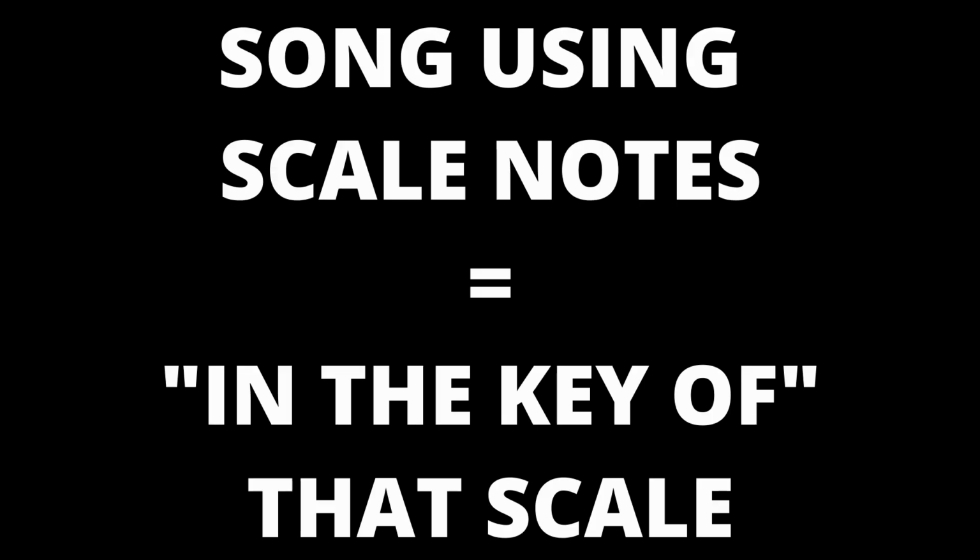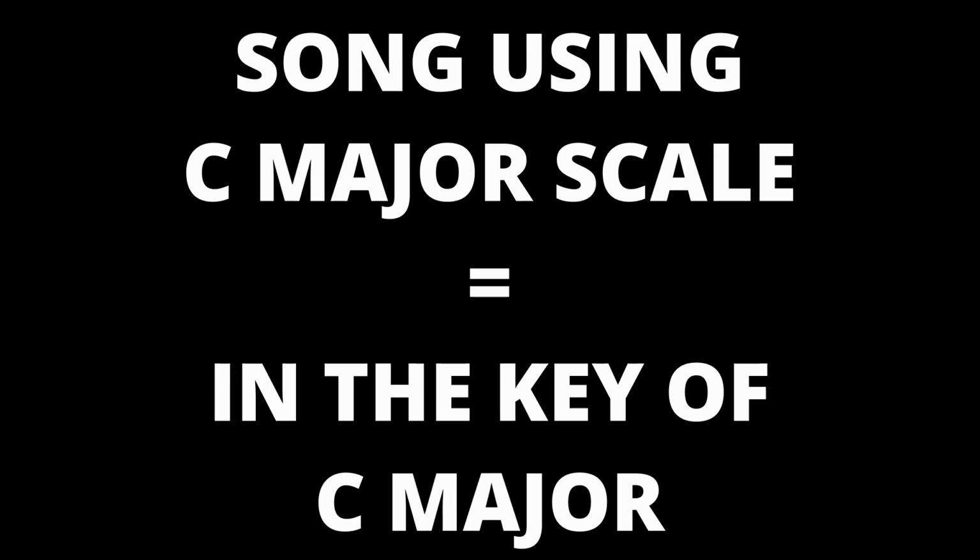In this video, we will show you how to perform a modulation by step, also known as a direct key change. In its simplest form, a song is constructed with notes from a scale. These notes will be used to create the chords and melody in the song. A song that uses the notes from a particular scale is said to be in the key of that scale. For example, a song that uses the notes from the C major scale is in the key of C major.